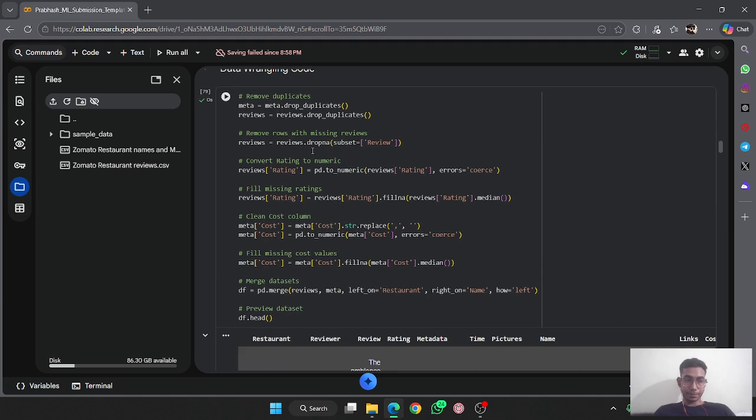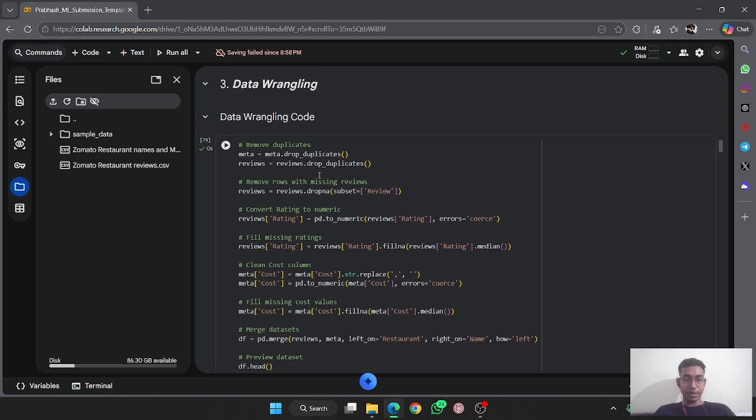Data wrangling. Before performing analysis, several data cleaning steps were applied. Duplicate rows were removed to ensure data consistency. Missing values were handled by removing rows with missing review text, and numerical columns such as rating and cost were filled using the median values.